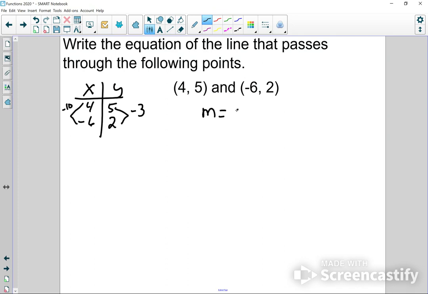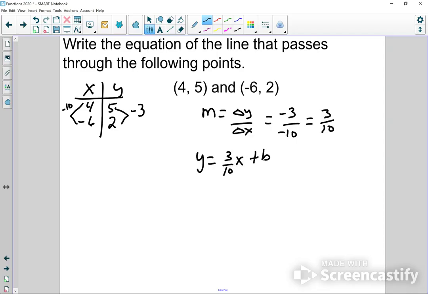So m is change in y over change in x. So my change in y is a -3. My change in x is a -10. And a negative divided by a negative is a positive. So I don't need those negative signs anymore. So my slope is 3 over 10. So I have y equals 3 over 10 x plus b.